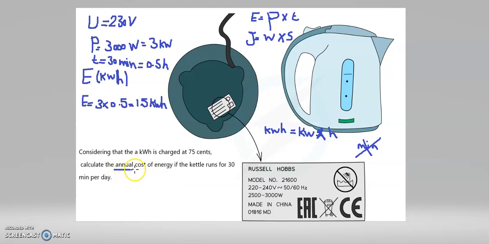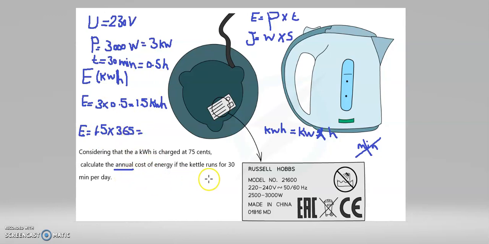Annual means that in 1 year. So we know that 1 year has 365 days. So if I want to calculate this in 1 year, I need to multiply 1.5 by 365 days. You can also do this here. So when we have 0.5, then you can calculate the total time, which is multiplied by 365.